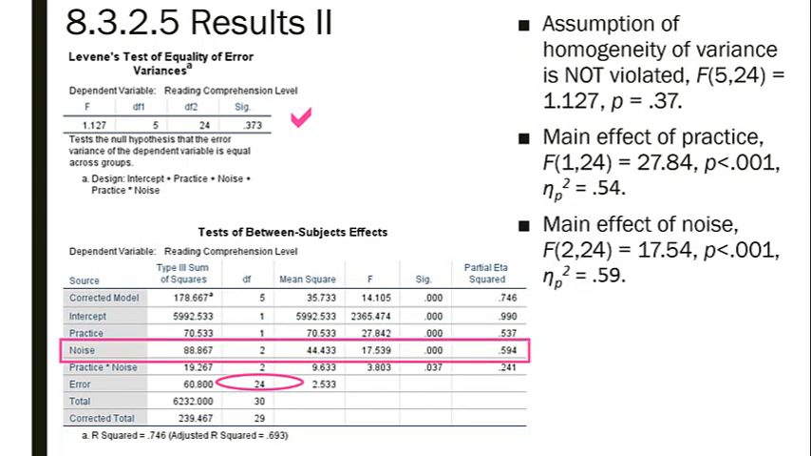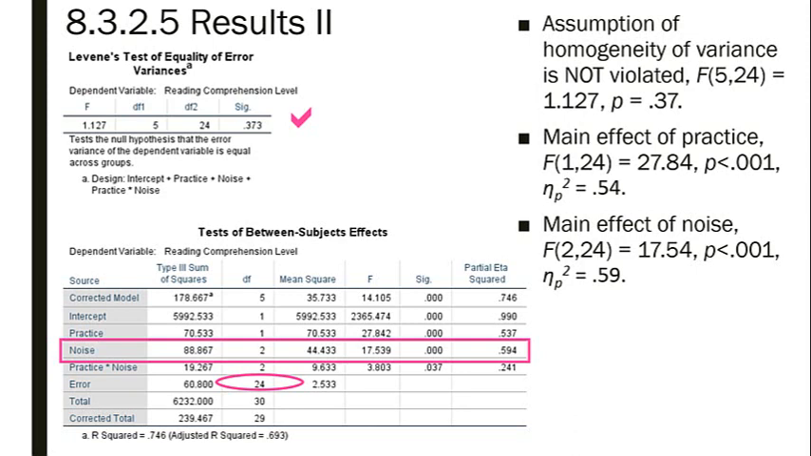Next, there's also a main effect of noise. Now you might remember from when we looked at this descriptive statistics table that reading comprehension scores were highest when there was no noise and lowest when there was high noise. So we can probably conclude that noise has a negative impact on reading comprehension score, but we'll need to do some follow-up tests to specify which levels of this independent variable are significantly different from each other. We can still report there's a main effect of noise.